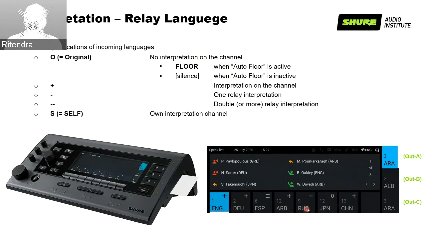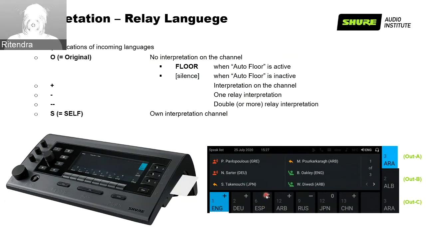So if you see minus here, which is showing on Russian, it means the interpreter who is interpreting in Russian is not listening to the floor. He is having first relay, right? So of course that's going to have some latency. So another interpreter who is willing to listen to Russian and speak can clearly notice that, okay, that's going to have some latency.